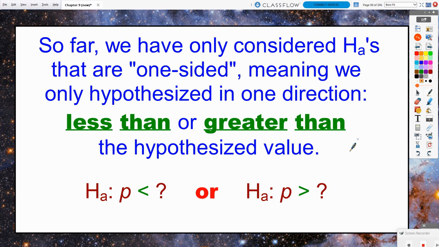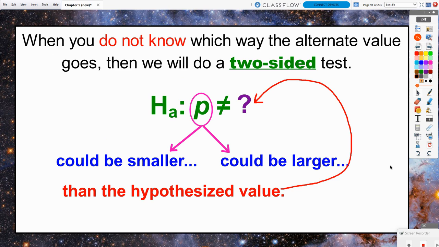At the beginning of the chapter, we said there are really three different possibilities for the alternate hypothesis sign. We could use less than, greater than, or not equal to. And it's in this video that we finally get to discuss the not equal to alternate hypothesis scenario. We use that not equal to sign when we don't know which way the alternate value is really going to go, and so therefore we will do a two-sided test.